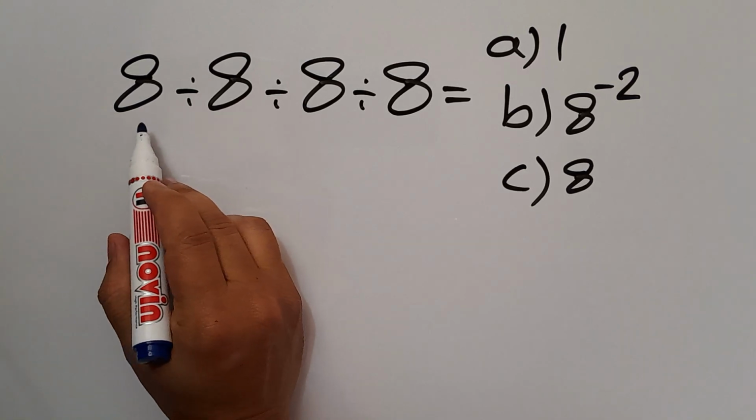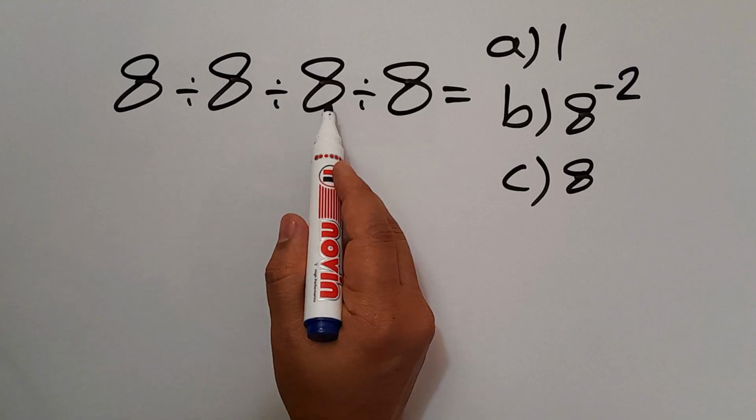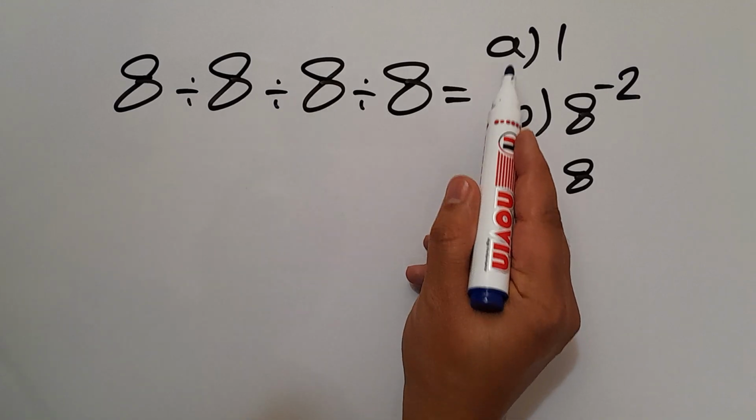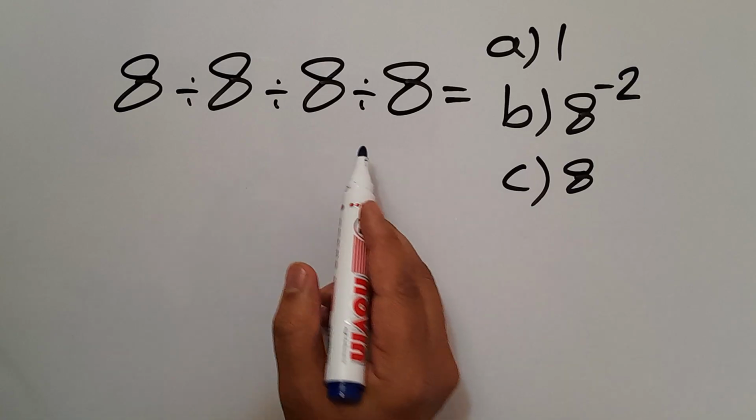Welcome to MathJoy. In this video, we want to find the value of this expression 8 divided by 8 divided by 8 divided by 8. Which option is correct? A, B, or C? Let's go ahead and get started.